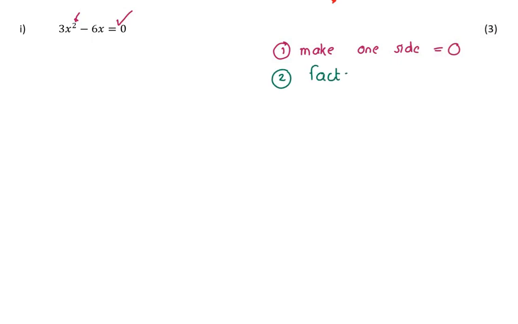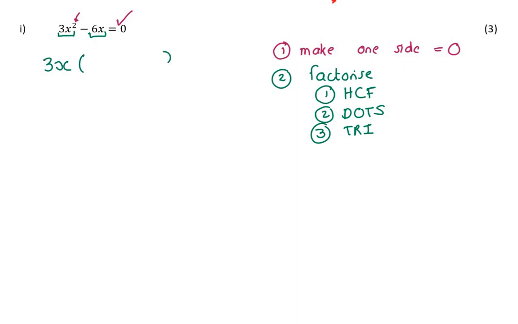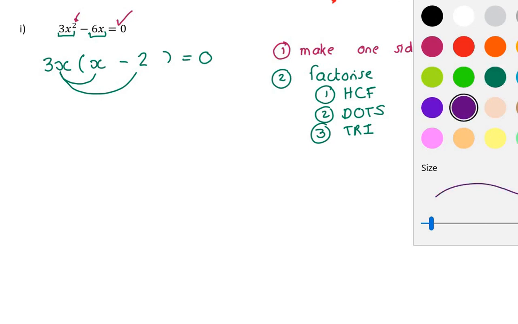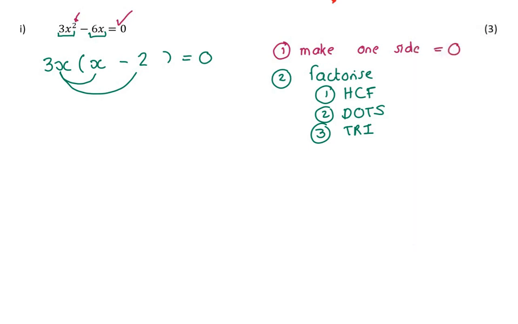Now again, we're probably a bit rusty on factorizing. So what is the first step when we factorize? Highest common factor. Second step, we look, is it a difference of squares? Third step, is it a trinomial? So if I look at this one, is there a highest common factor? Absolutely, because 3 goes into 3 and into 6, and x is common. So 3x multiplied by x will give me 3x squared, and 3x multiplied by minus 2 will give me minus 6x. So now what I've done is I've built two factors multiplied together to equal 0.